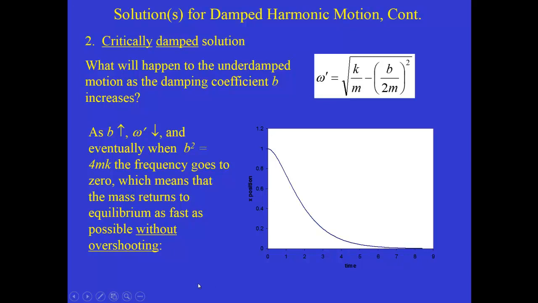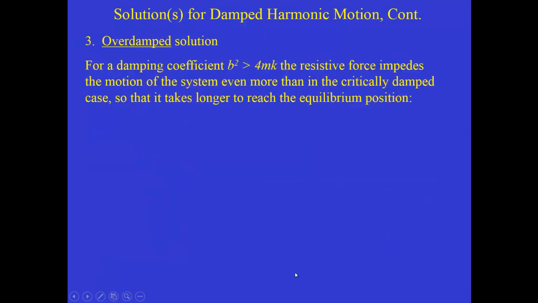Now what happens if b gets even larger than the special value that it has to have here is that we will have still a solution that does not oscillate. It'll still be this kind of a solution that will return to equilibrium without overshooting, but it will just take longer to do it than it does in this critically damped case. And so that's called the overdamped solution.